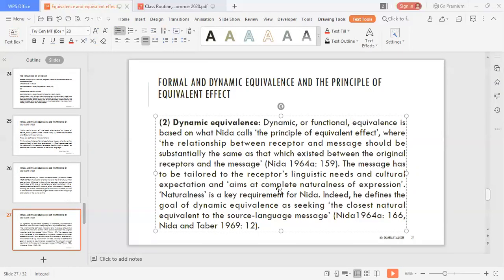So that's why I will try to keep it close to the Bengali culture, tradition, and linguistic needs.